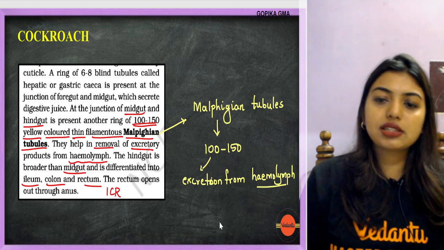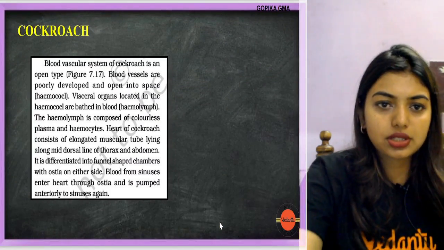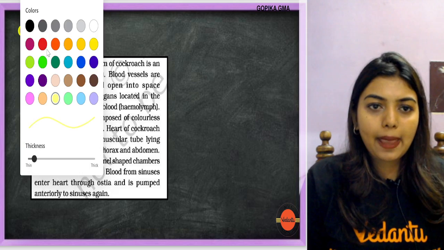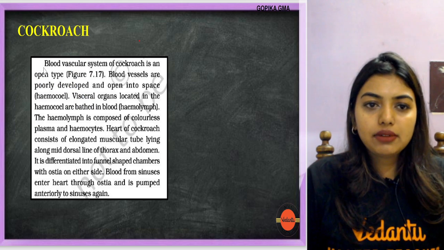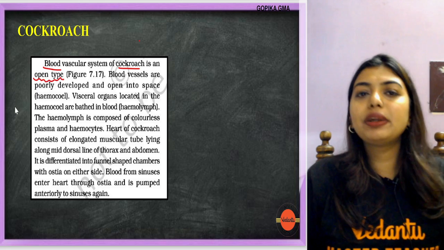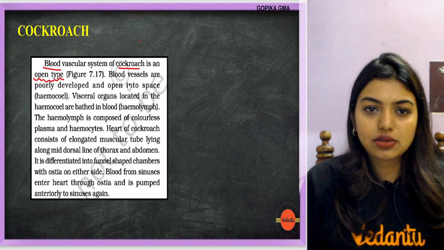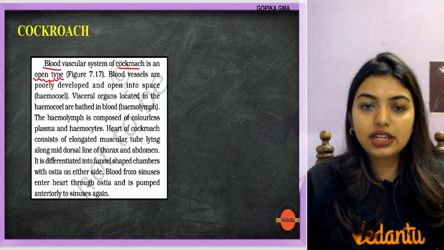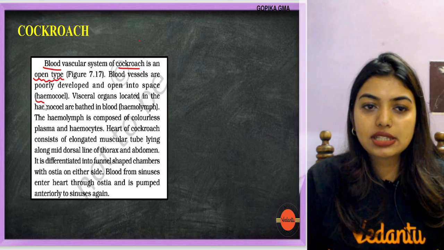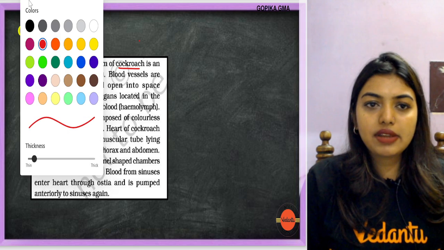Hemolymph, that is the blood. Then we'll go to the vascular system, blood vascular system. Blood vascular system of cockroach is an open type. Open type means what? That means the blood is flowing through sinuses or spaces. Blood vessels are poorly developed and open into spaces called hemocoel. So those spaces in cockroach will be called hemocoel. Very simple, students.